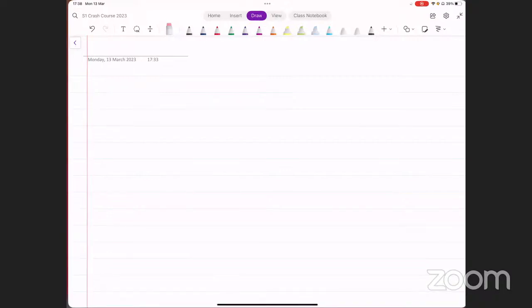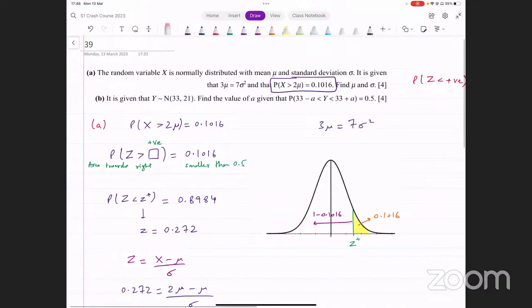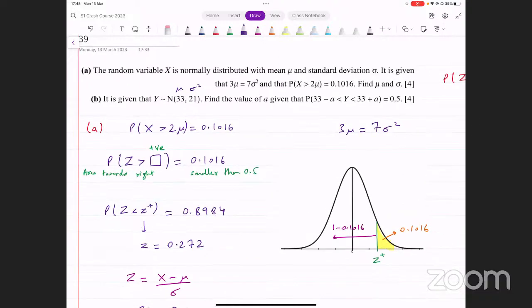This is question number 39 from the worksheet. Let's try this. It says, it's given that y follows normal distribution with mean 33 and variance 21. All right, remember this notation? The first number stands for the mean and the second number, variance. We need to find the value of a given that the probability of y being between 33 minus a and 33 plus a is 0.5.